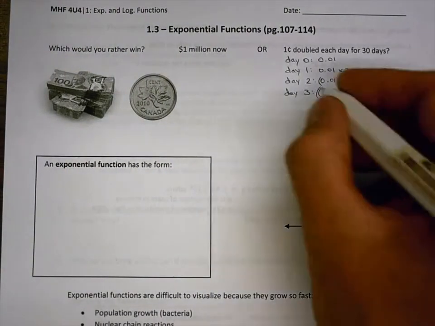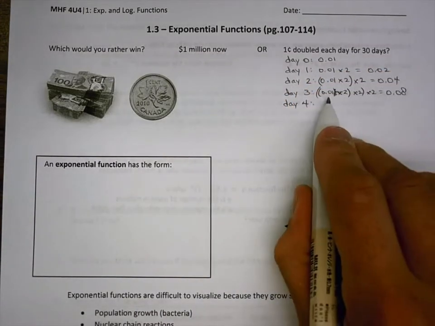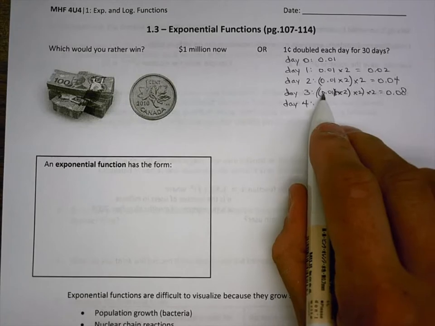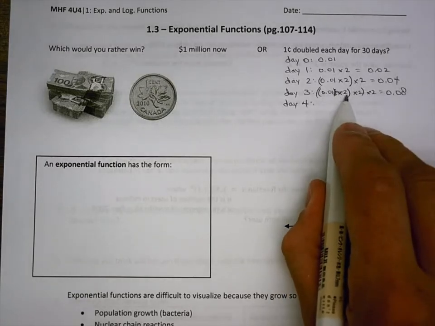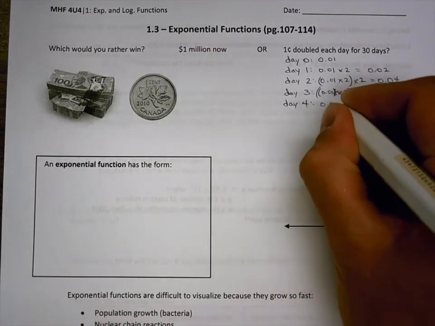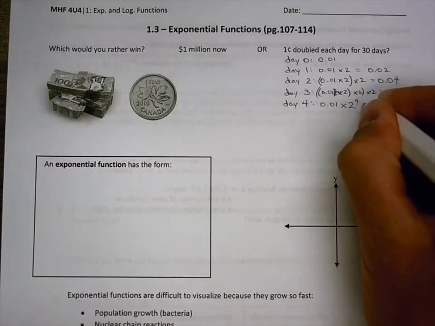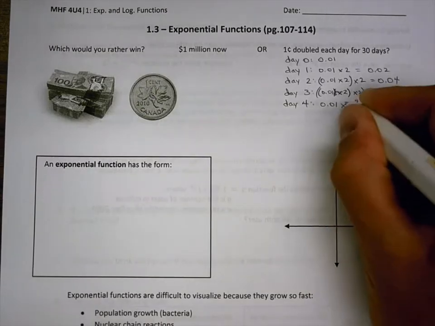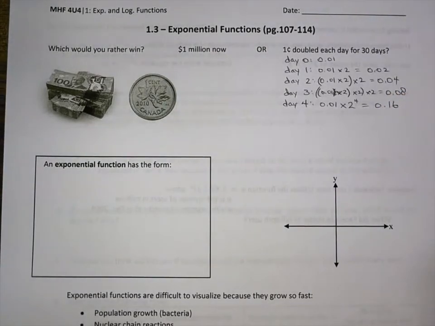Should I do this one more time? Day 4, well, by now we kind of see the pattern: for day 3, 0.01 times 2 times 2 times 2, which is 2 to the power of 3. So on day 4, I'm multiplying 0.01 times 2 to the power of 4. I could type that into my calculator, or I know it's going to be 16 cents.